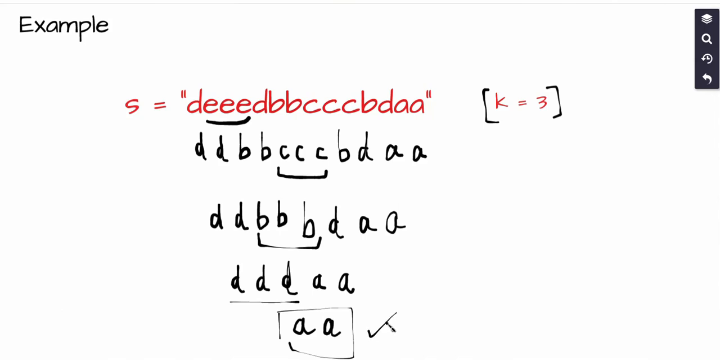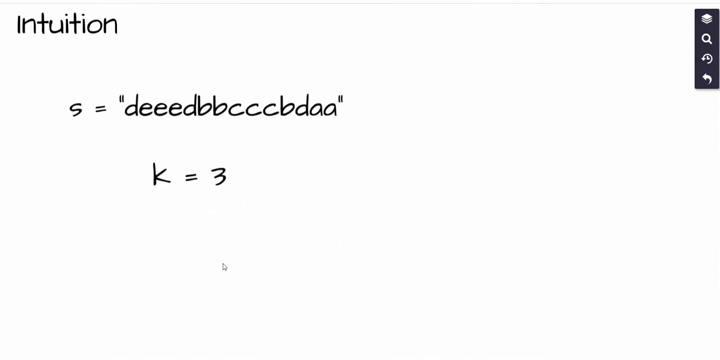So how can I solve this problem? It seems pretty easy. All we have to do is to take out k consecutive characters, remove them, take the left and right substring after removal, concatenate them, and repeat the process. How can we perform this? Let's see the intuition to solve this problem. So let's try to build the solution for this given problem.